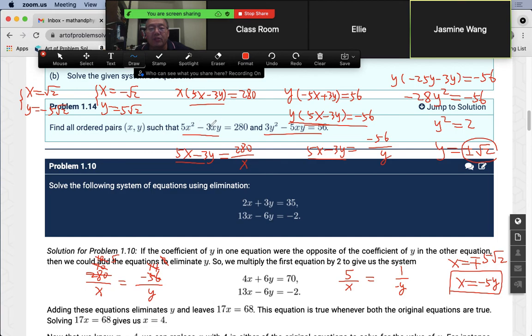You can plug into these two equations to check. I'm sure this one should be correct.